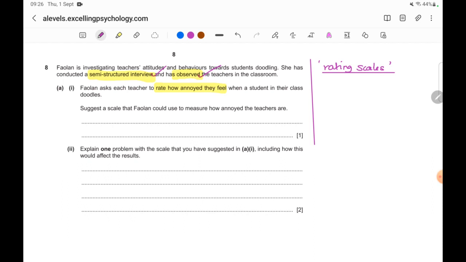Suggest a scale that Yuyyt could use to measure how annoyed the teachers are. Now, what do they mean by suggest a scale? What they mean is we need to actually present those numerical values. A rating scale always has some numbers which symbolize or stand for some response that we are expecting from participants. So we have to present those numerical values, 1. Second, we have to present what those numerical values represent or stand for.